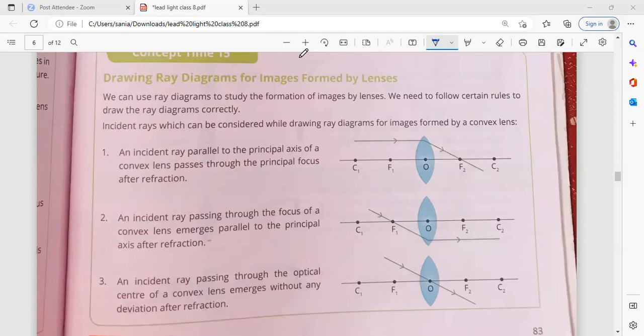Ma'am, written. Okay, you also drew the diagram? All the three? Yes, all the three. I only did one. No, you have to, because for the first rule, this is the diagram. For the second rule, this is the diagram. For the third, this is the diagram. Okay, ma'am. Understood.